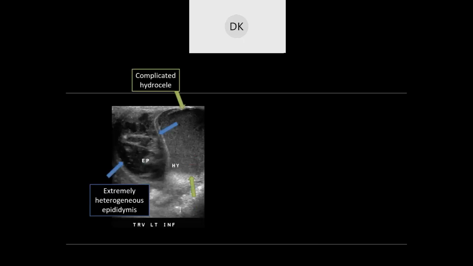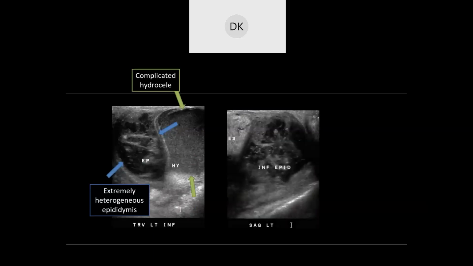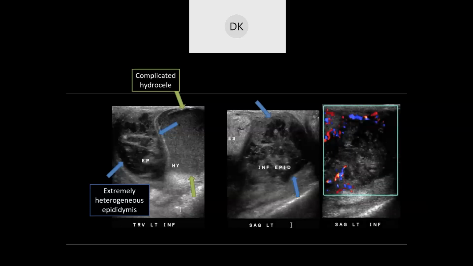Now, here's a different type of scrotal infection. So you can see the epididymis is enlarged and heterogeneous, but extremely heterogeneous, right? And there's also this complicated hydrocele next to it, full of low-level echoes. Almost looks like an endometrioma, right? And then if we look at the inferior epididymis, it's just diffusely heterogeneously hypoechoic with these little irregular echogenic foci scattered throughout. And the color Doppler flow is increased, but it's more at the periphery this time. We don't see it diffusely throughout.